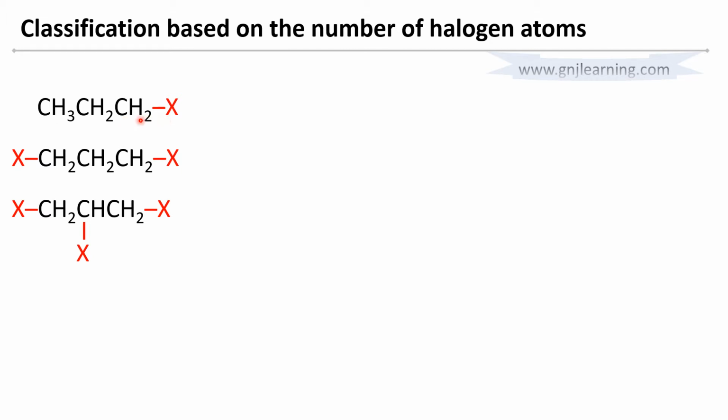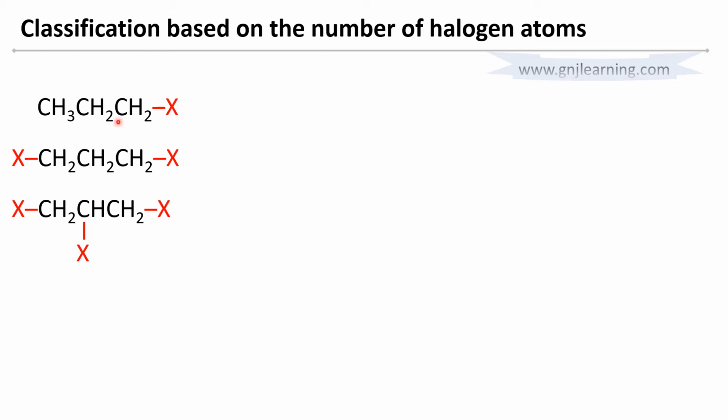So what will be the name? The name will be halopropane. The IUPAC name will be halopropane and the trivial name will be propyl halide. Since this is a general atom, it's not specifically given whether it is fluorine, chlorine, bromine or iodine, so we can call it halo. So it is haloalkane, halopropane. Clear? So it is halopropane with 3 carbon atoms.